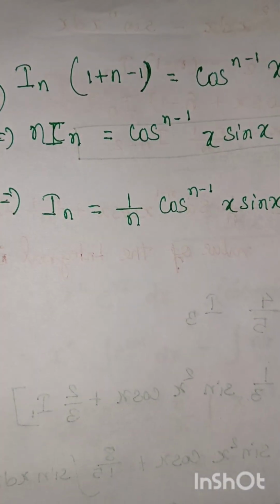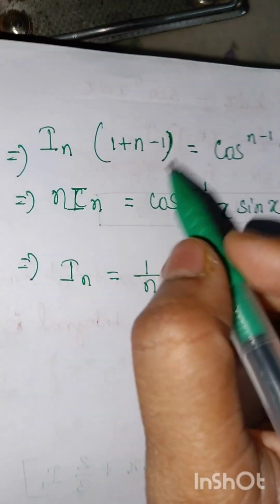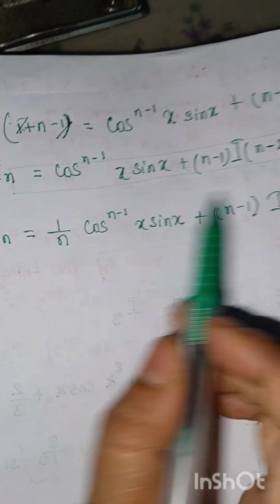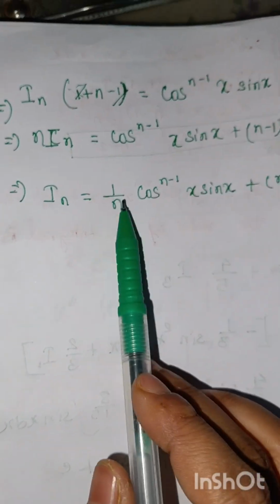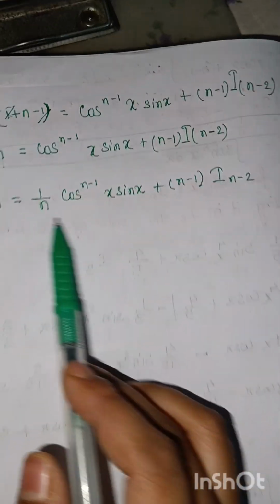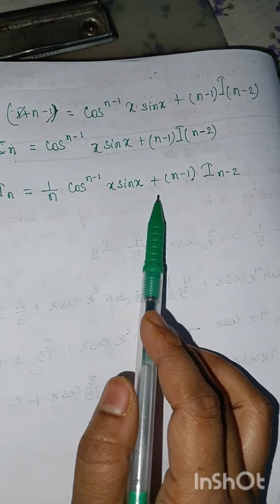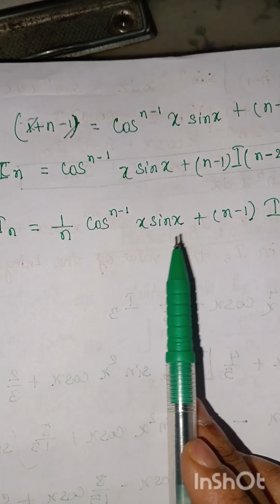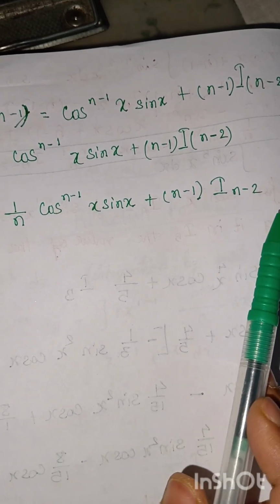Next, just simplify these things. 1 is cut out. Then n, that is the line. Then I n is equal to, divided by n. So the simplified equation is I n equals 1 by n cos to the power n minus 1 x sin x plus n minus 1 by n I n minus 2.